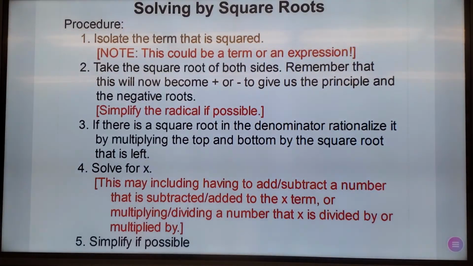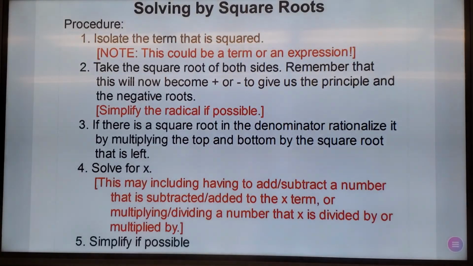Okay, procedure, and then we have 5 different examples to work through. Solving by square roots. Number 1, you're going to isolate the term that is squared. Isolating means that you're going to get it by itself. You want to only have that squared item alone. You don't want a set of parentheses. You don't want any of that. You want to just get it by itself.